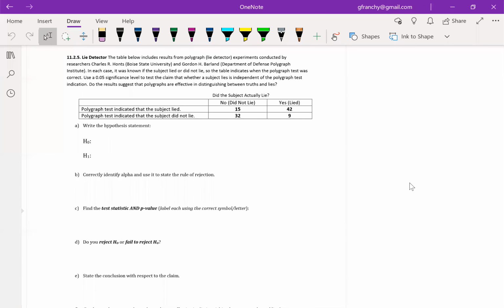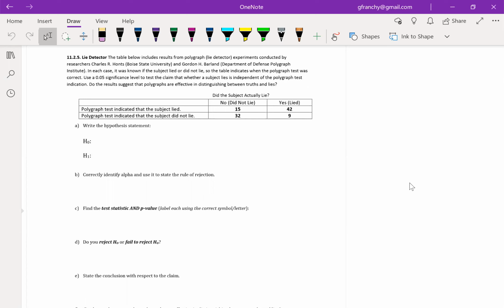So question 5 out of 11-2. The table below includes results from polygraph experiments conducted by these researchers. In each case, it was known if the subject lied or did not lie. So the table indicates where the polygraph test was correct. Use a 0.05 significance level to test the claim that whether a subject lies is independent of the polygraph test indication. Do the results suggest that polygraphs are effective in distinguishing between truth and lies?